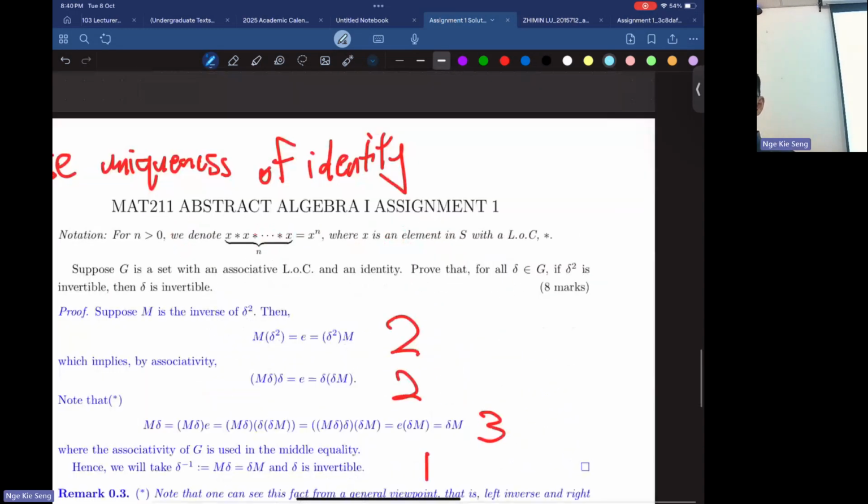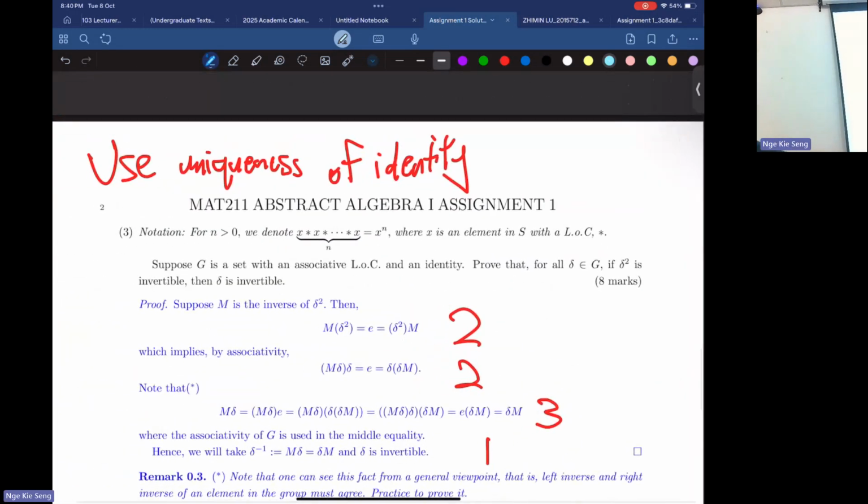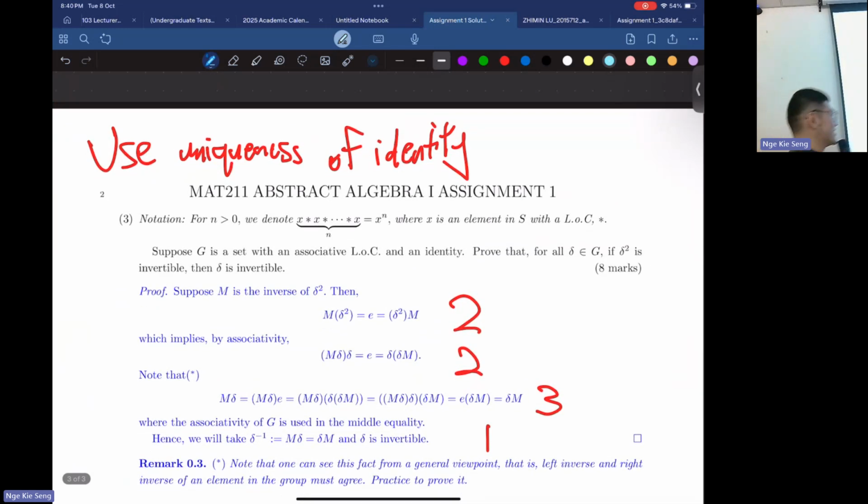Oh, I forgot to remove this solution. Never mind.